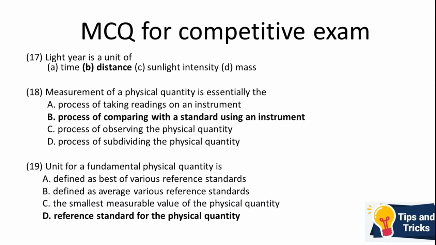Now question number 19. Unit for a fundamental physical quantity is, option A, defined as best for various reference standard. Option B, defined as average various reference standards. Option C, the smallest measurable value of the physical quantity. Option D, reference standard for the physical quantity. So the correct answer for question number 19 is the reference standard for the physical quantity. Option D.